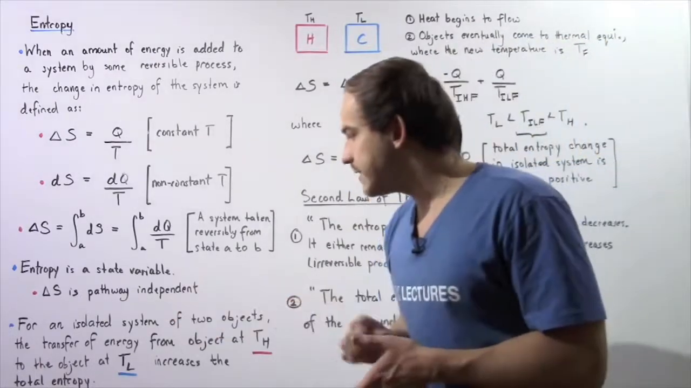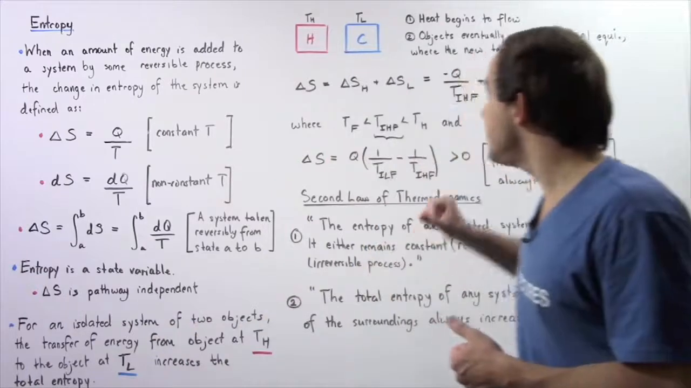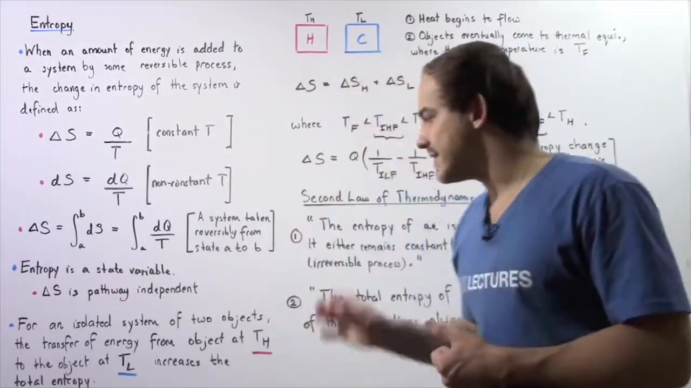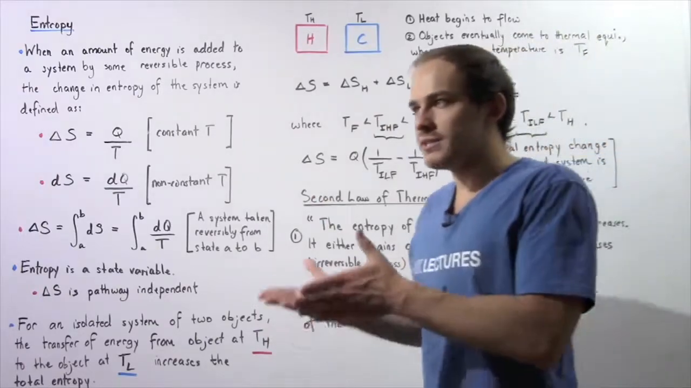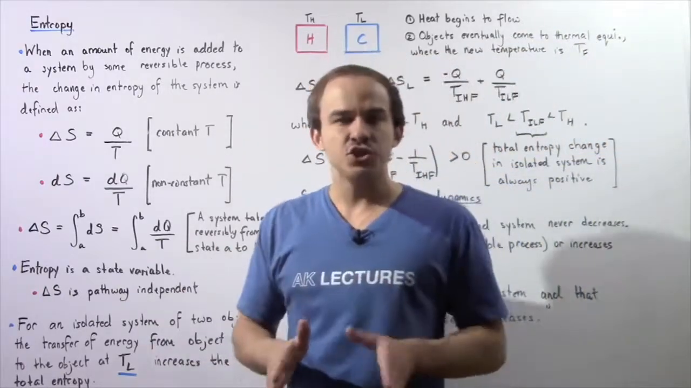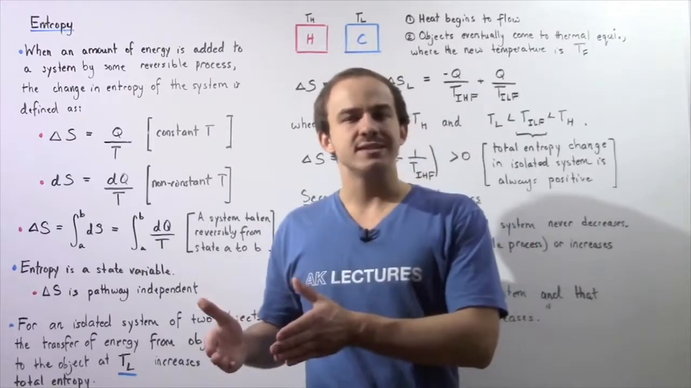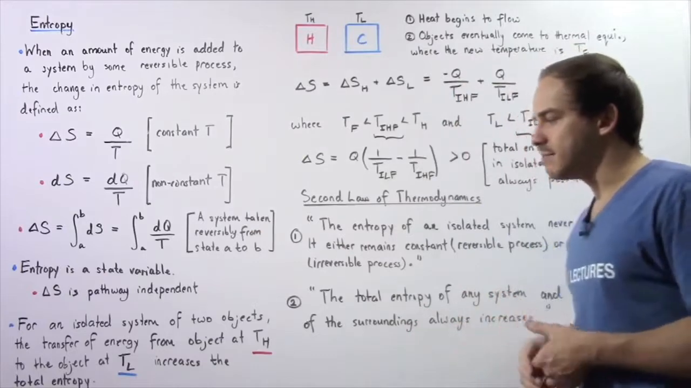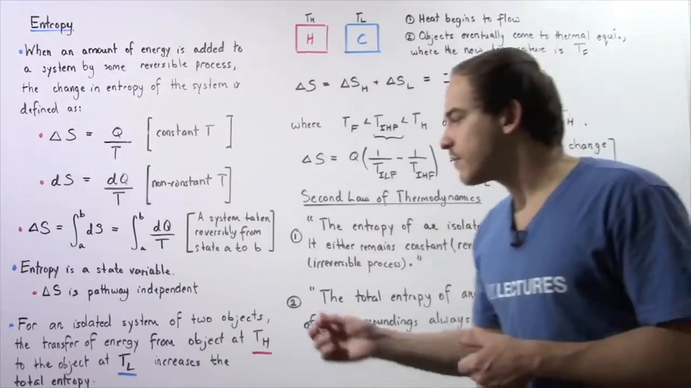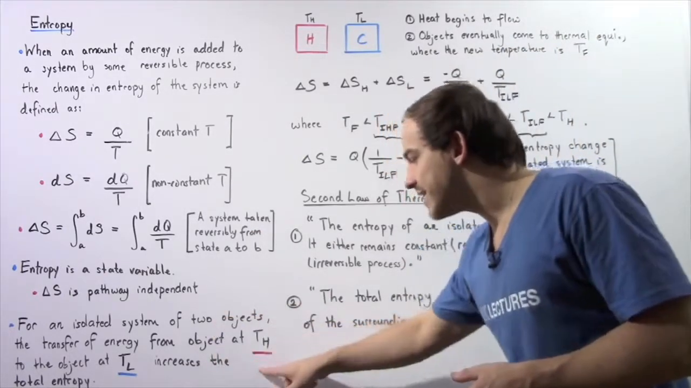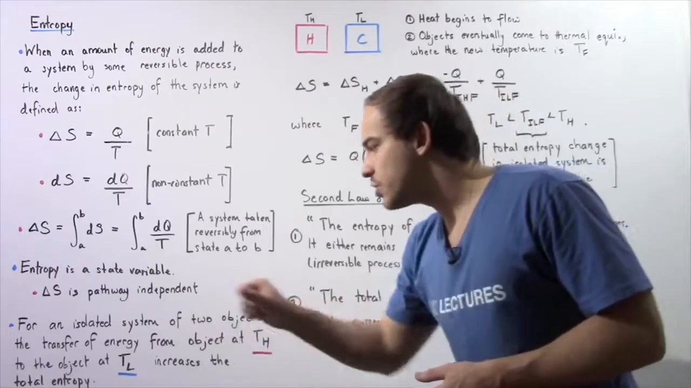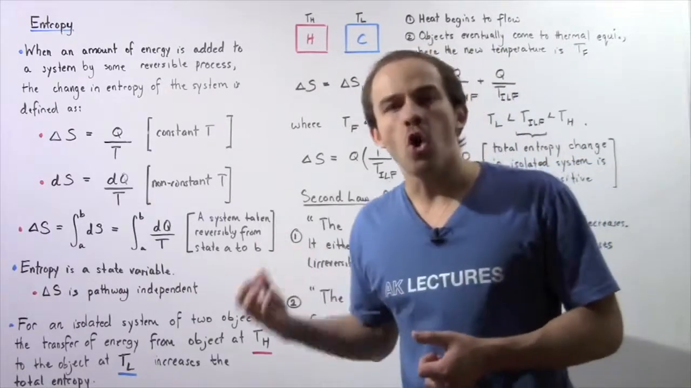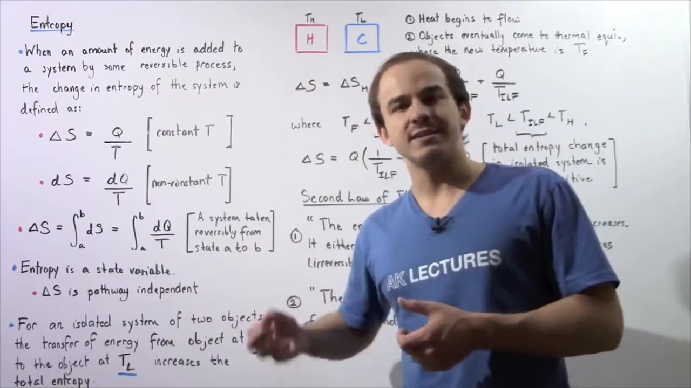Now, let's look at the following statement and then let's see why this statement is true. An isolated system is essentially a system in which mass and energy do not flow into our system and do not leave our system. So for an isolated system of two objects, the transfer of energy from the object at the higher temperature TH to the object at a lower temperature TL increases the total entropy of that isolated system.